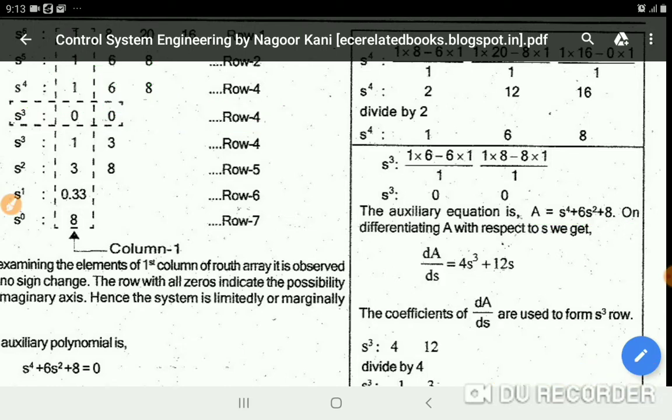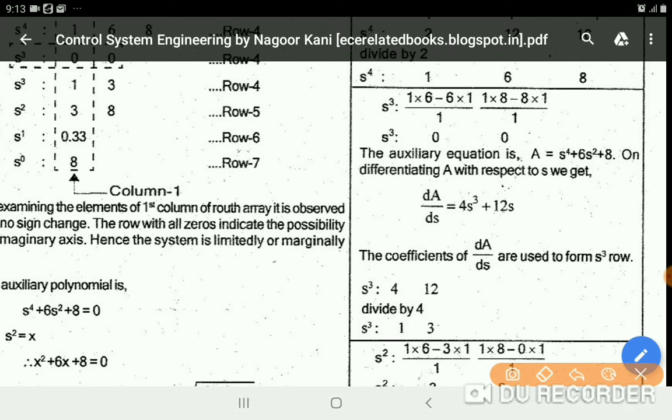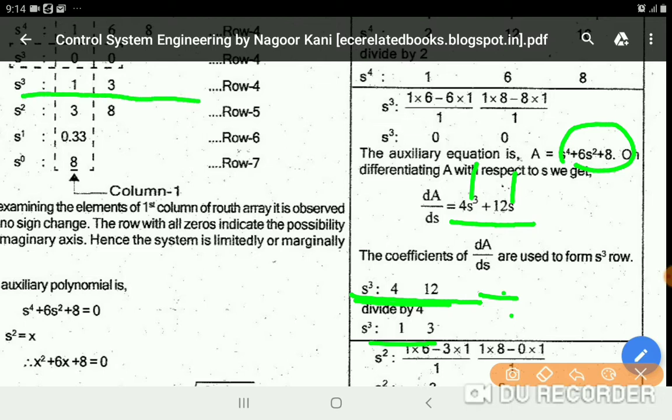Now differentiate it with respect to S. So it becomes 4S cube plus 12S. So here the S cube value becomes 4, 12. For convenience, we can divide 4, 12 by 4, which gives 1, 3. So from the auxiliary equation, we found the values for the S power 3 row as 1, 3.